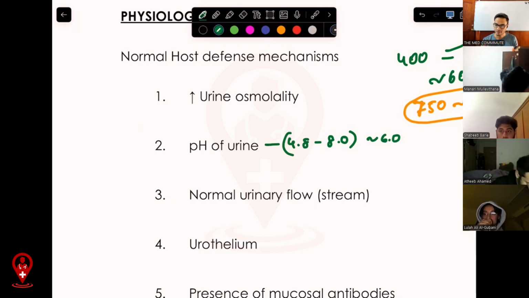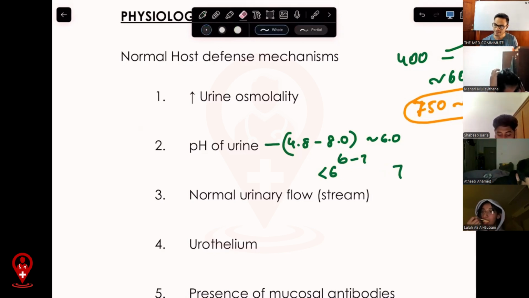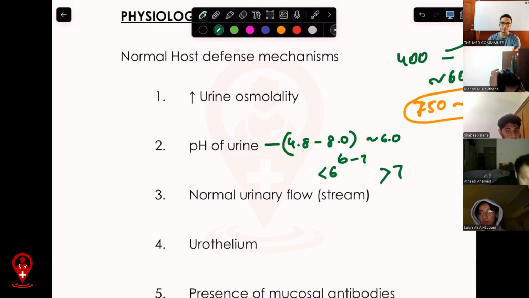What I want you to know is that pHs of 6 to 7 are ideal for bacterial growth. Bacteria like this pH. So any pH less than 6, or any pH greater than 7, is going to be a problem for pathogens. They don't like that. 6 to 7 is their perfect pH. Less than 6, they don't like. More than 7, they don't like.